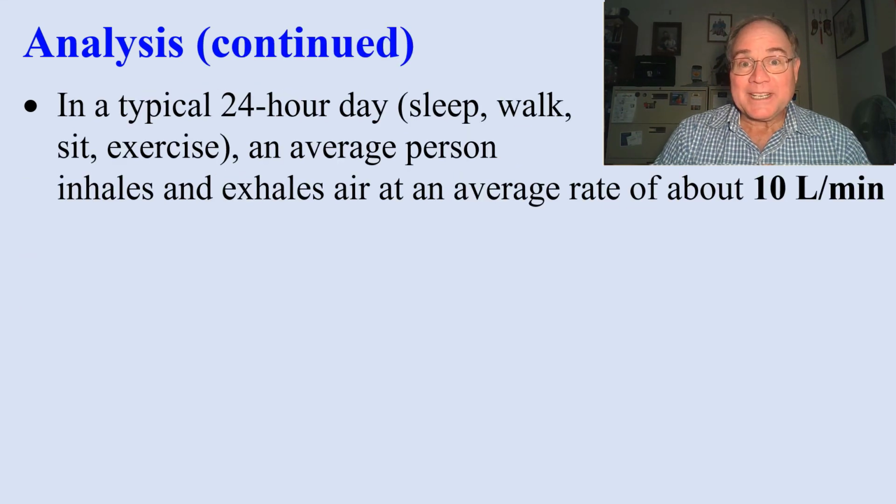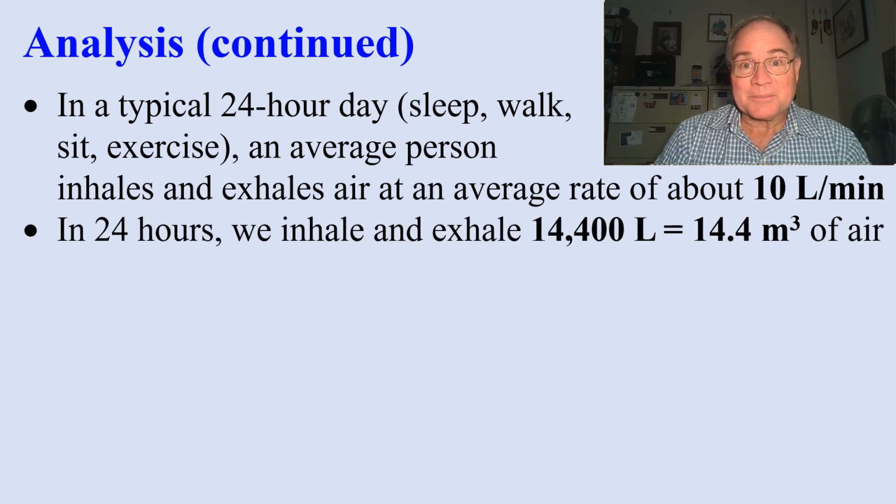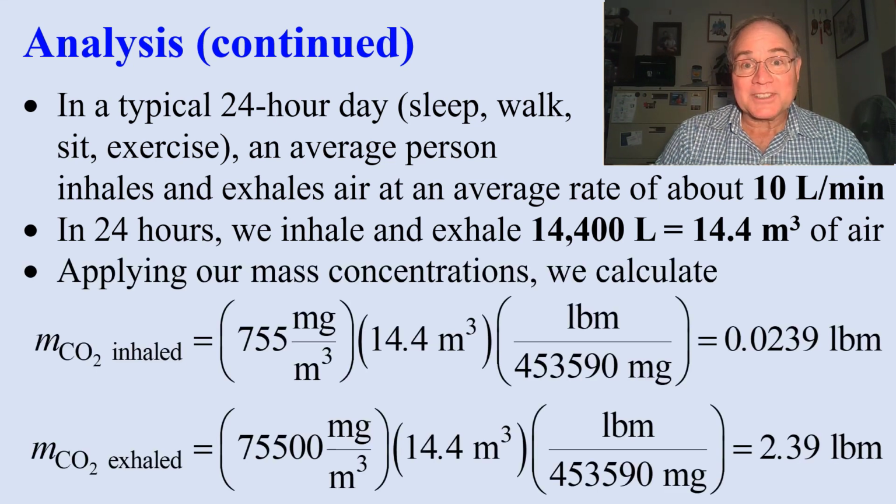So how much do we breathe? In a typical 24-hour day, an average person inhales and exhales at a rate of about 10 liters per minute. In 24 hours, this comes to 14.4 cubic meters. Now we can calculate the mass of CO2. The mass of inhaled CO2 is the mass concentration times the volume we breathe, conversion, and we get 0.0239 pound mass. When we do the same for exhaled air, we get 100 times as much, 2.39 pound mass.